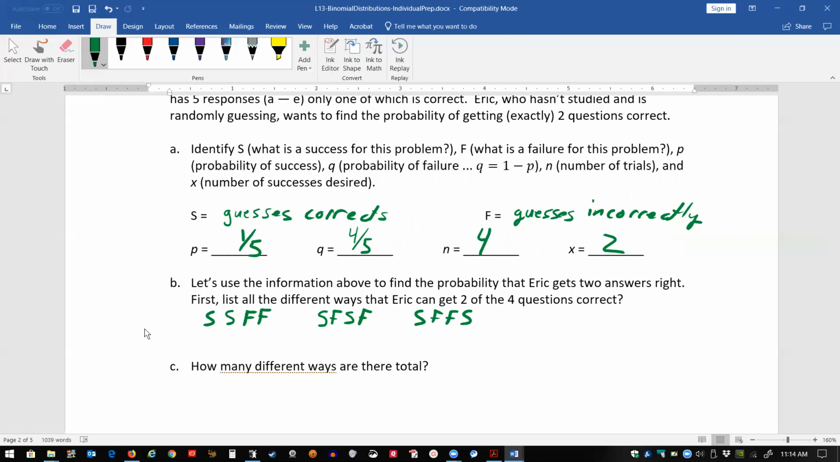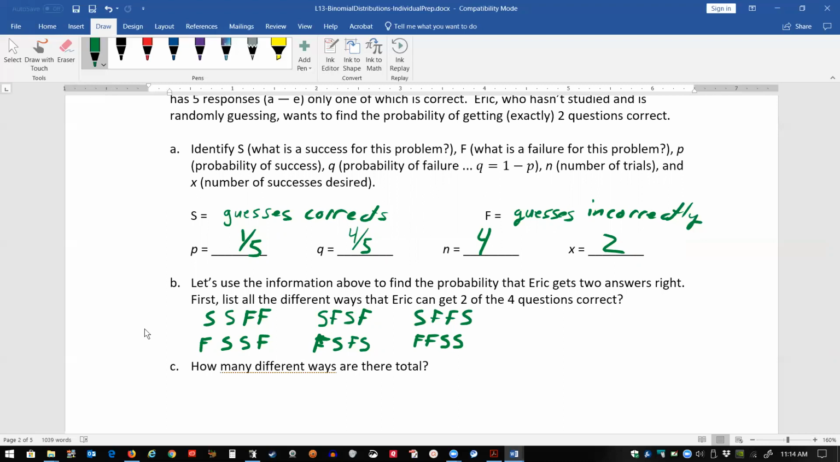Oh, or he could not get the first question right, but he gets the next 2 right. Or he misses the first question and he gets the second and the third question right. Or he misses both the first 2 questions and gets the last 2 questions right. Okay, so we have 6 scenarios here where Eric could actually guess exactly 2 questions correctly.